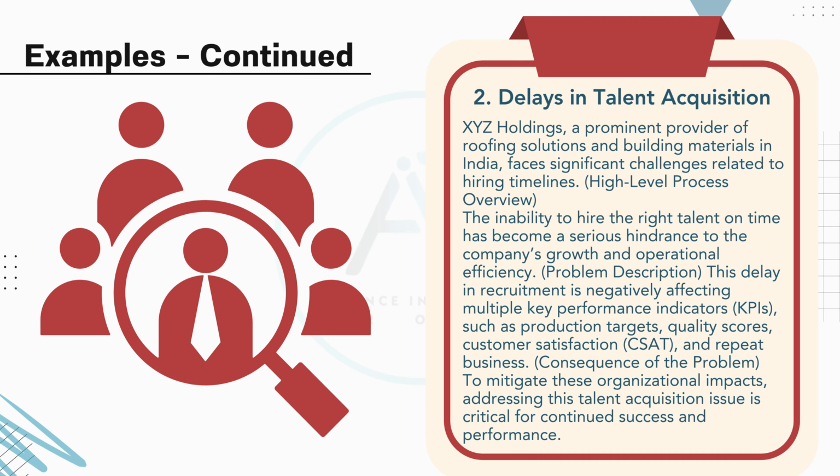So, what's the real impact? Delayed hiring is causing a ripple effect across several key performance indicators. Production targets are being missed, quality standards are slipping, and customer satisfaction scores are falling. Even worse, this has started to affect repeat business, which is essential for sustained profitability. If these issues persist, they could compromise the company's competitive edge in the market. Therefore, resolving this delay in talent acquisition isn't optional. It's a critical priority to ensure the organization's long-term success and performance stability.